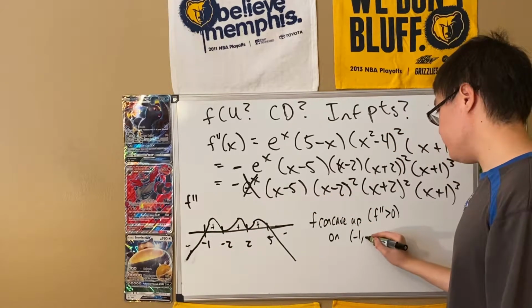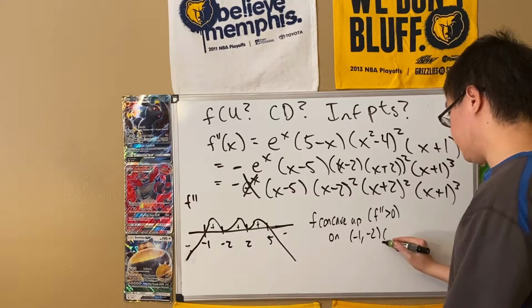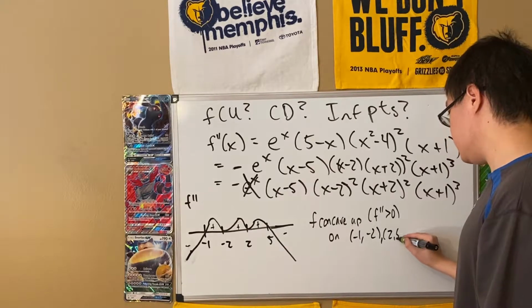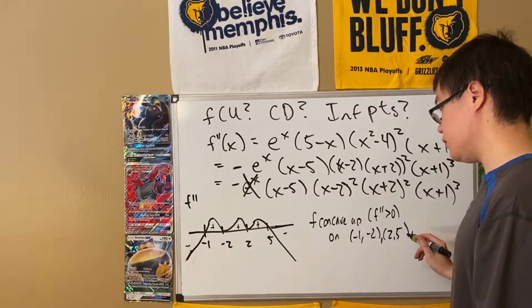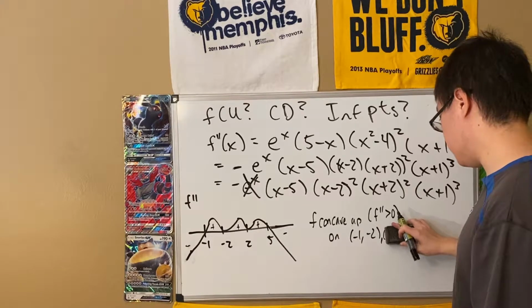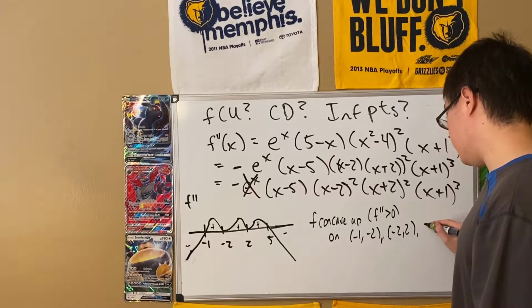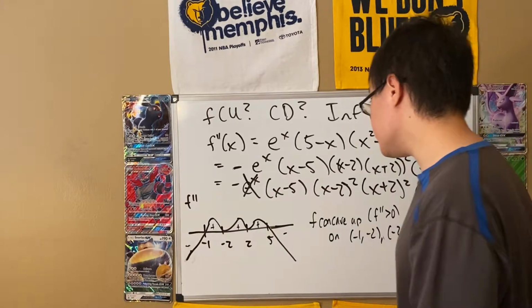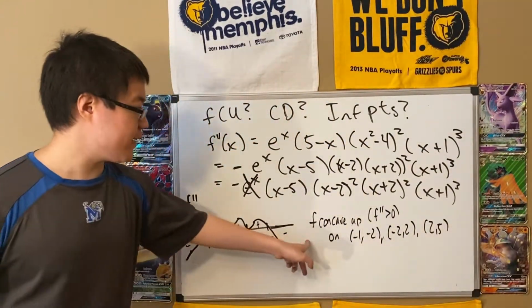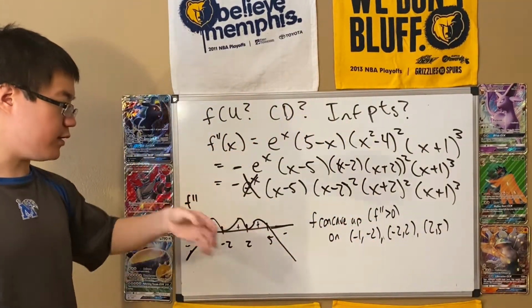So it's going to be -1, -2. We can separate it by commas, not to be too crazy. 2, 5, and finally, did I forget one? I forgot -1, -2. So let me not forget that. -2, and then 2, 5. So that's that one. Again, f is concave up when f double prime is positive. It's literally where it's positive.